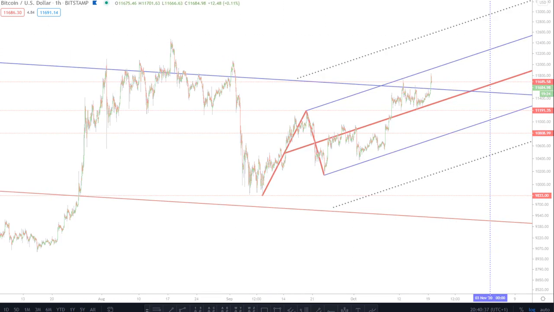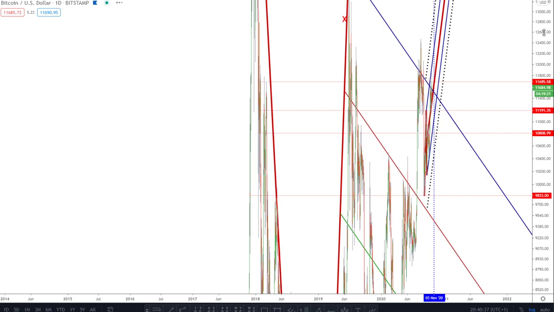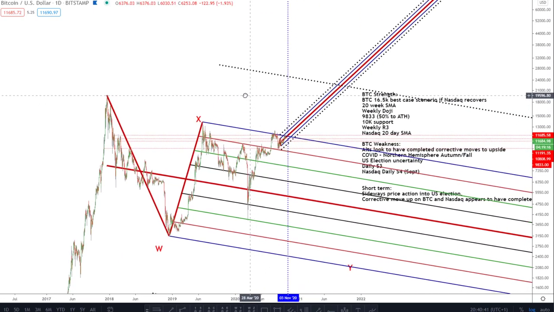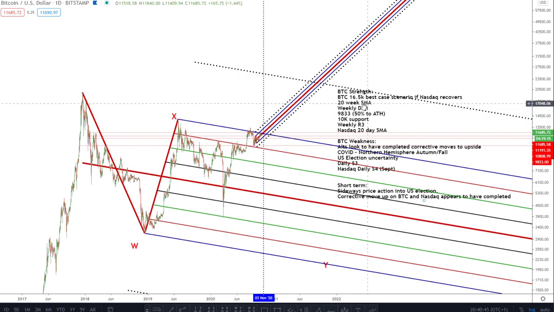If we go on the daily, let's just quickly run through these points that I mentioned that are key points looking out for strength or weakness in Bitcoin. So as I say, for me, if it is to go above the upper median line here, I'd be looking for a move into 16K. I would look for longs into 16K, at which point I'd certainly be taking profits because of the heavy resistance at that point.